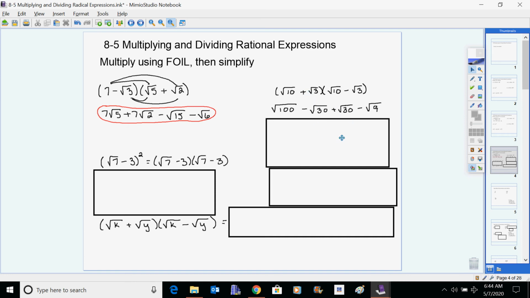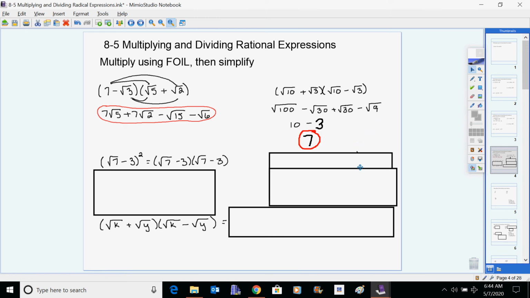But these two things will drop out. So here we have a square root of 100 and here we have a square root of 9, which gives you a final answer of just plain 7. Conjugates, this type of problem that comes out, are very useful to us.